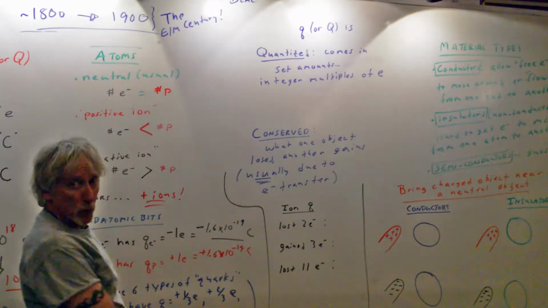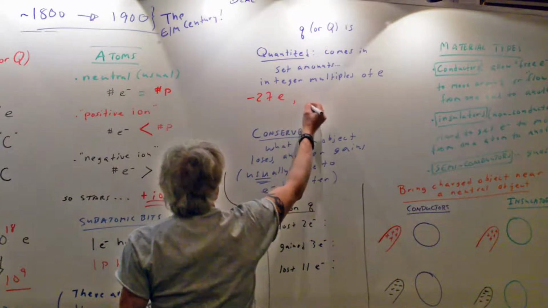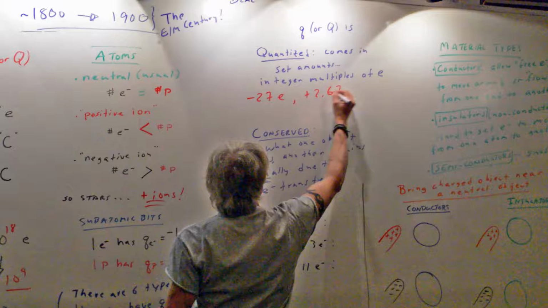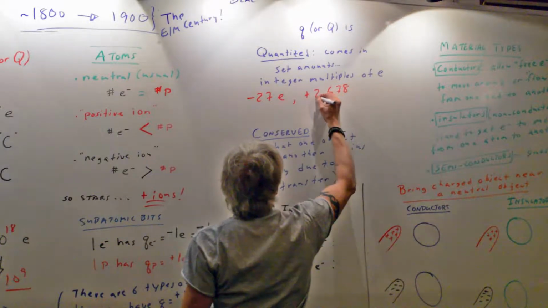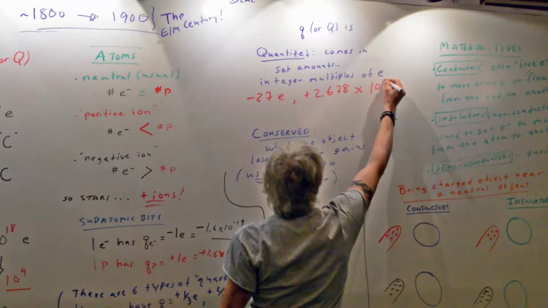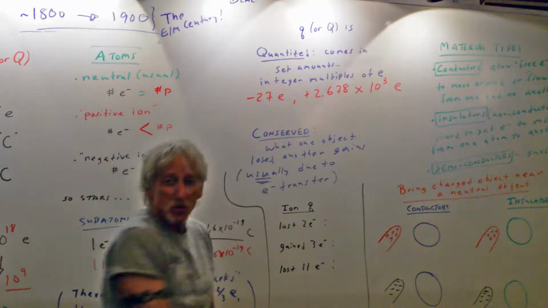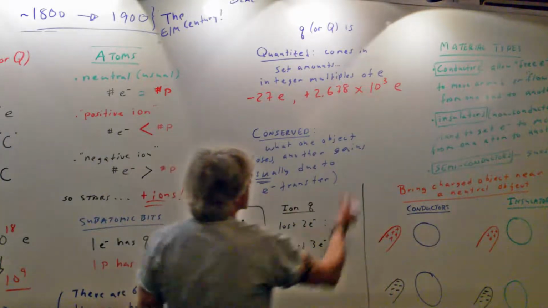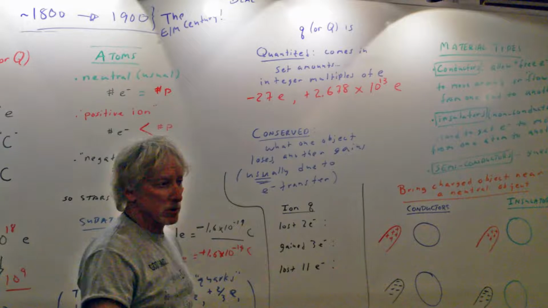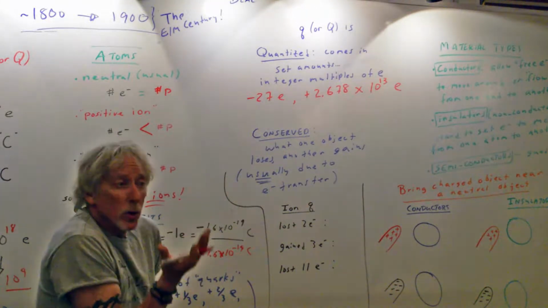Now I know the quarks are weird, so whatever. So you can have negative 27e. You can have positive 2 point... look at that, there's a fraction. Oh no. You can't have a fraction of e, but if I multiply times 10 to the 3, then that's an integer number, right? Or 10 to the 13, that's an integer number. So realize that. That's just the rule of the game.